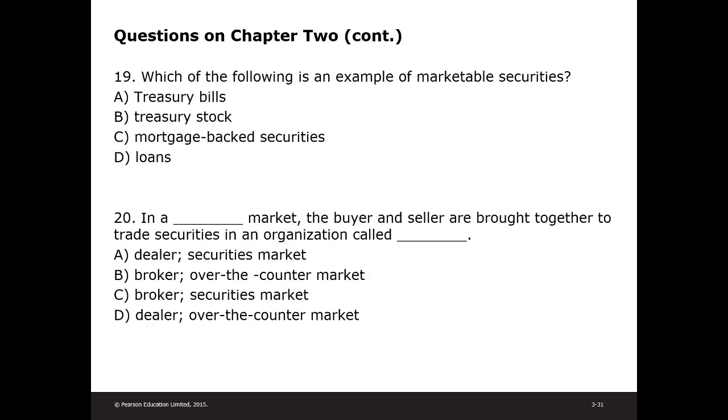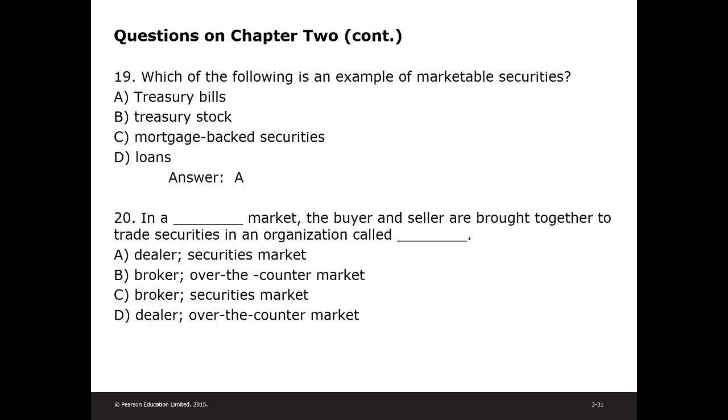Which of the following is an example of marketable securities? Treasury bills, treasury stocks, mortgage-backed securities, loans. The answer here will be treasury bills, because these bills are the only ones that are short-term in nature, because their maturity is less than 1 year. The other options are all long-term instruments. So the answer will be A.